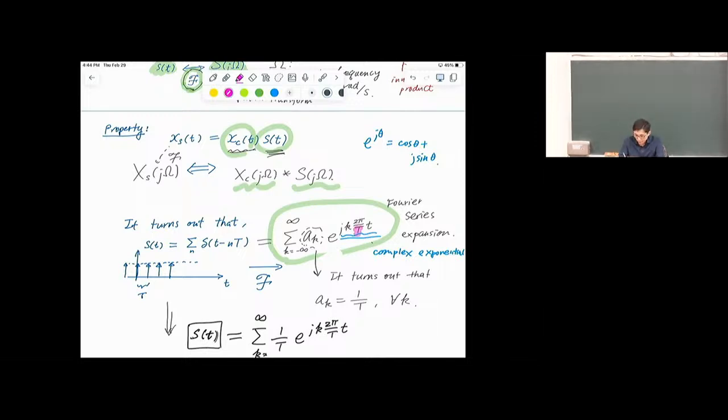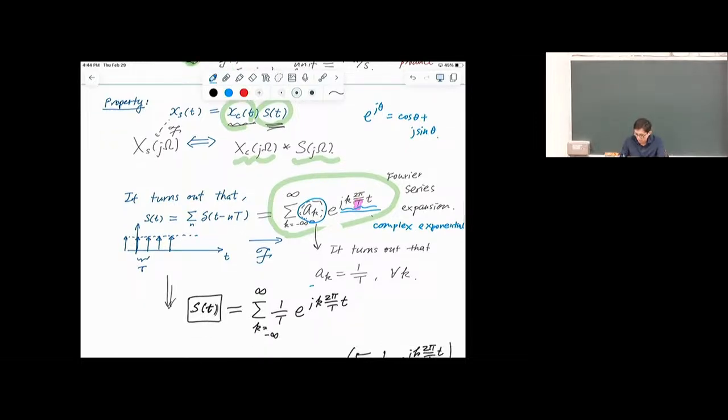So we can express S of t, which is a periodic function, as a sum of complex exponentials, but the only unknowns are the coefficients, which are not known yet. There are standard ways to figure out what the coefficients are. It turns out that for this very signal S of t, the coefficients are all equal, and they all equal 1 divided by T. I've done it. You can verify that. All right, so far so good?